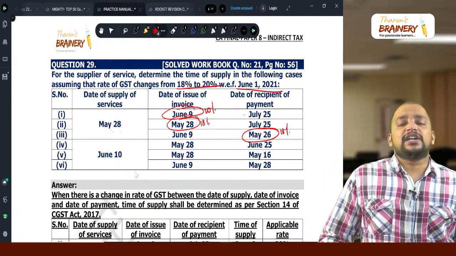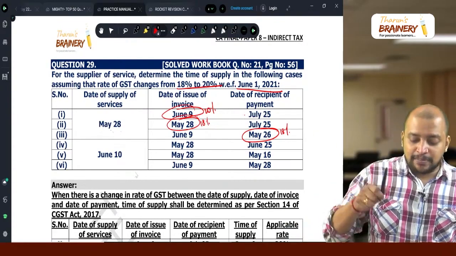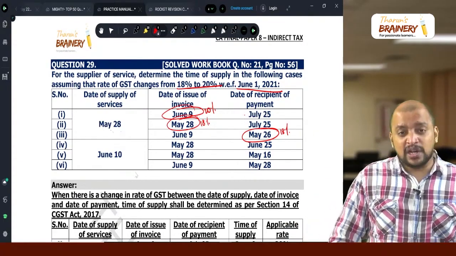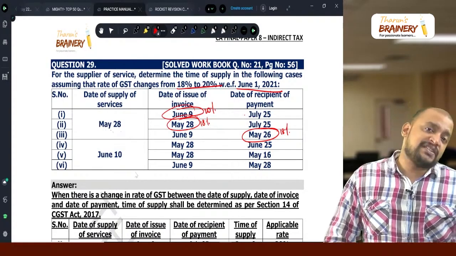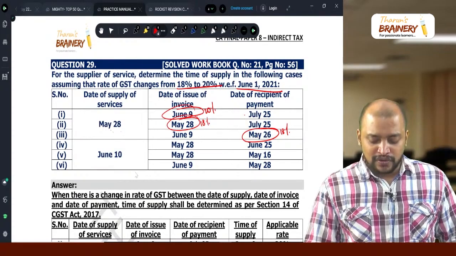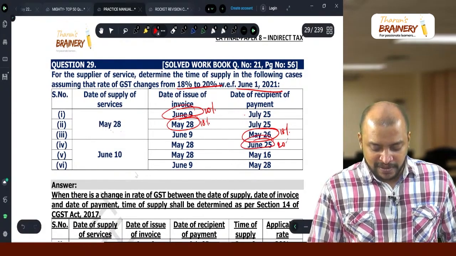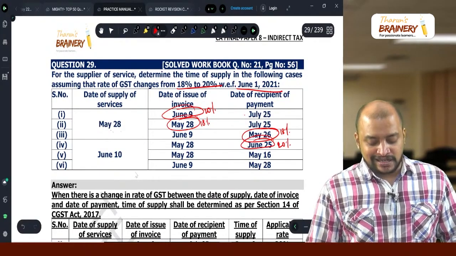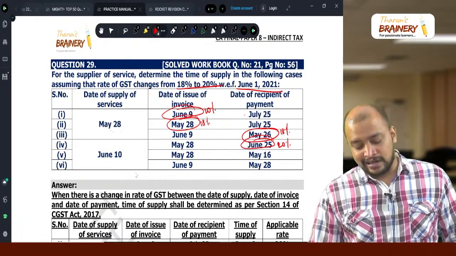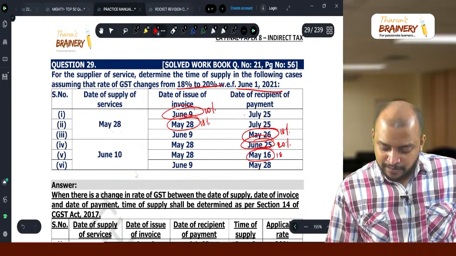Suppose the date of supply is June 10, that is, supply is after change in rate. When supply is after change in rate, if both invoice and payment fall before change in rate, whichever is earlier, otherwise whichever is later. Now May 28 before, June 25 after. So whichever is later will be taken. So that is 20%. Then May 28, May 16, both are before change in rate. So whichever is earlier, May 16, the rate will be 18%.